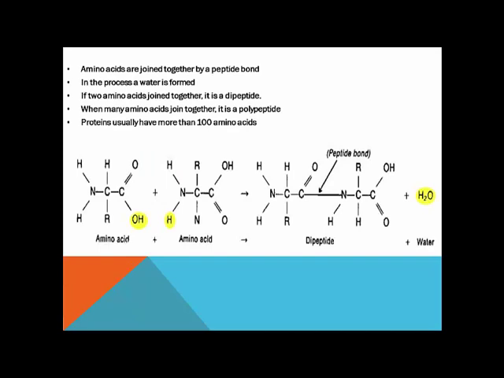When amino acids join together, a water is released and a peptide bond is formed. If only 2 amino acids join together, it is a dipeptide. If many join together, it's a polypeptide. Proteins are polypeptides. They usually have more than 100 amino acids joined together.